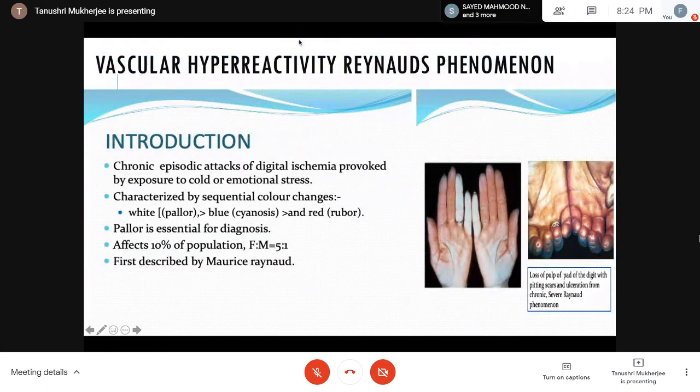Then I will just touch upon the vascular hyperreactivity and Raynaud's phenomena or the vasospasm. The chronic episodic attacks of digital ischemia provoked by exposure to cold or emotional stress: the pallor, cyanosis, and rubor. Pallor is essential for diagnosis, was first described by Maurice Raynaud. There is loss of pulp of the digit here with pitting scars and ulceration. This is a severe Raynaud's phenomena.